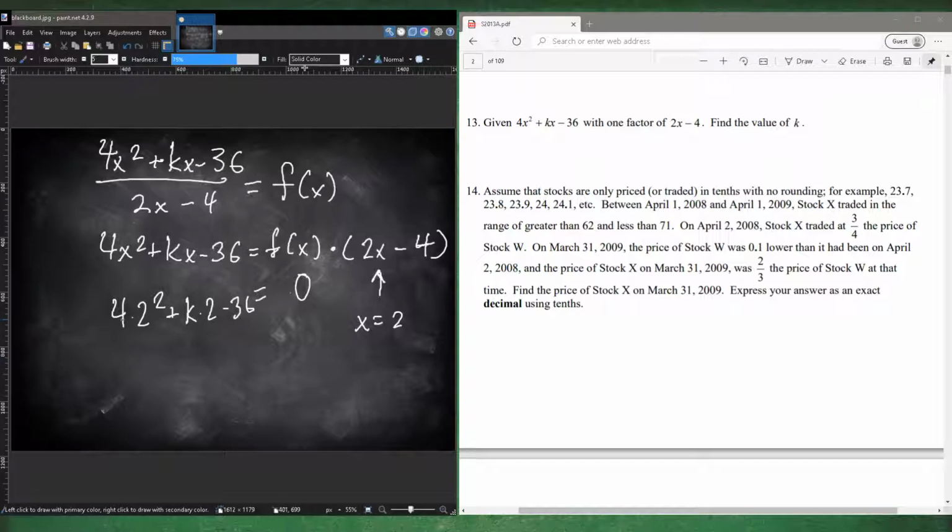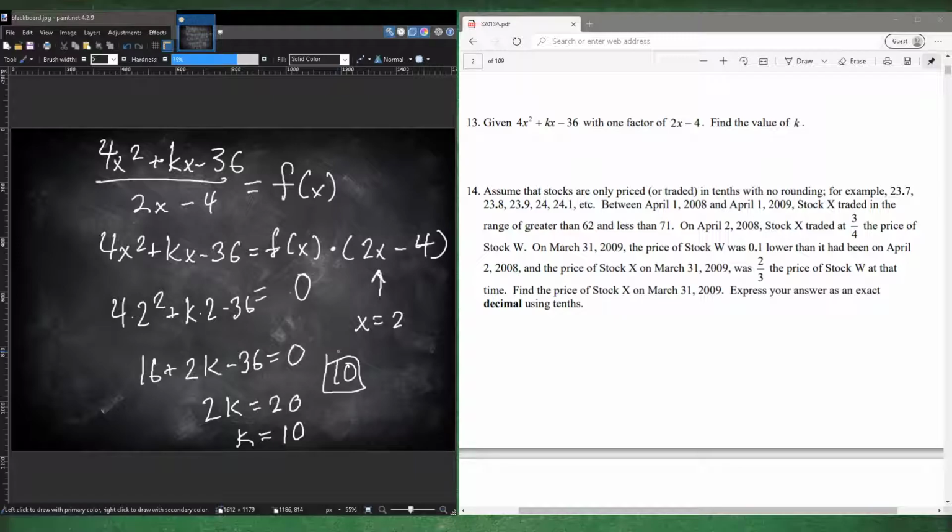So that's 4 times 4, that's 16. 16 plus 2k minus 36 equals 0. So that's minus 20. So 2k equals 20 on this side because it's positive. So that makes k equal to 10. And that's your answer for number 13.